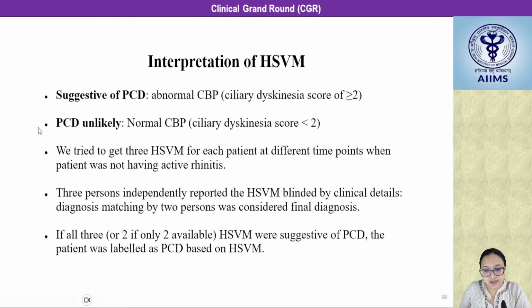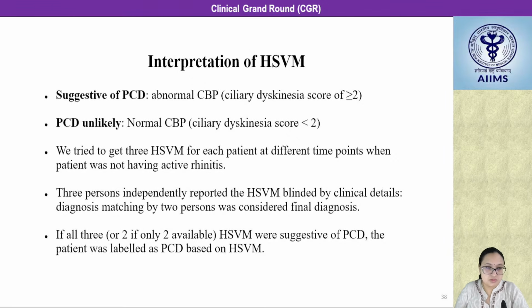And for all patients, we try to get 3 HSVM samples at different points in time, provided that the patient was not having active rhinitis at the time of sampling. And 3 persons independently reported the HSVM, blinded to the clinical details of the individual, and the diagnosis was made by matching of 2 persons' reports of the HSVM analysis, and that was considered as the final HSVM report.